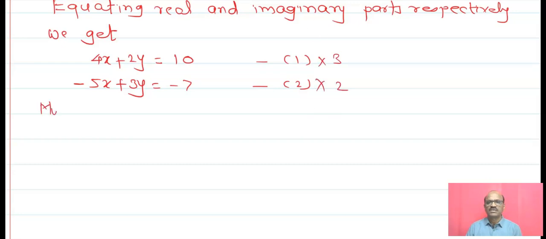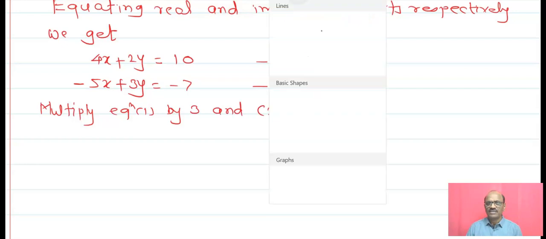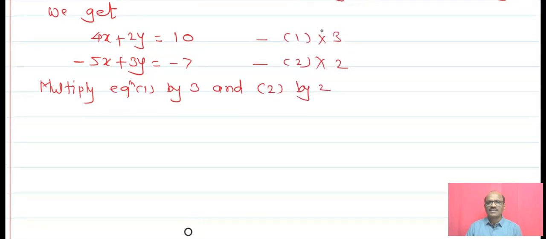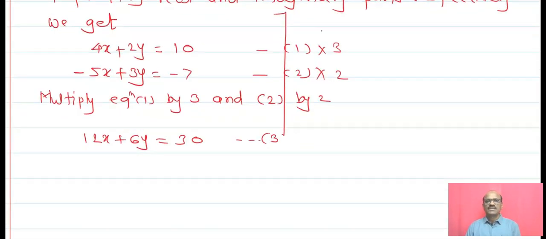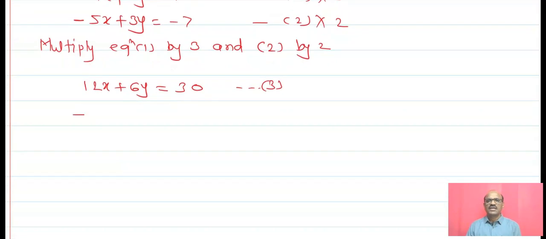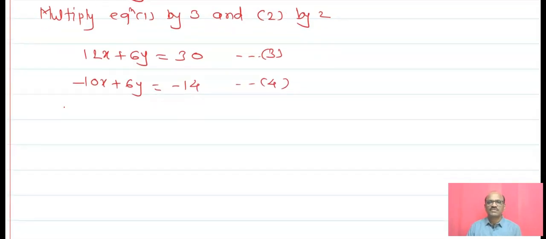Multiply equation number 1 by 3 and equation number 2 by 2. Therefore, the variable y will cancel. That is 12x plus 6y is equal to 30. This is equation number 3. And equation number 4 is minus 10x plus 6y is equal to minus 14.